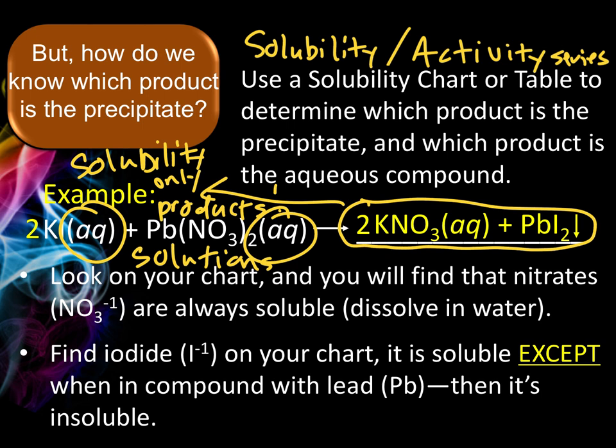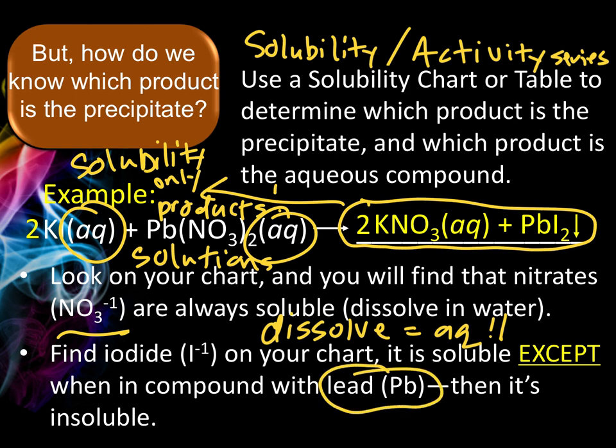But in this case, you look up and you'll find that nitrates are always soluble. That means it will dissolve. Dissolve equals aq. For iodine on the chart, it has an exception. One of the exceptions is lead. It says with lead, I minus with lead, and then a couple other ones. So from there, you look at that and say, okay, this is going to be my solid right here, lead iodide.